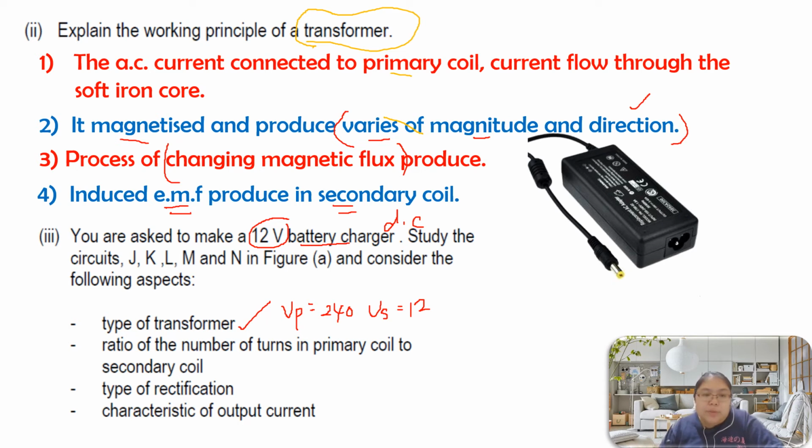Number 2, you must talk about the ratio, that means the number of turns of the primary and the number of turns of the secondary. Later you need to find the ratio between the primary and secondary. Number 3, you must say what type of rectification you need. Last one, the characteristics of the output. So we're going to see one by one. Okay, let's see the table form for this question.